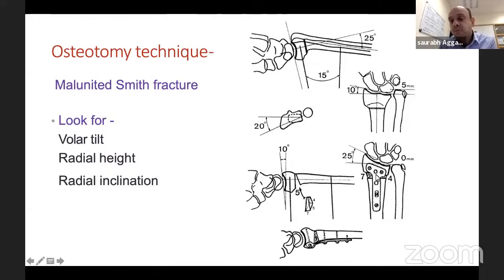Now, if you were to pre-drill your radial holes here, like in the last case, the Smith fracture, getting it out to length is easy. Correcting your volar tilt is easy. The problem is the radial inclination. 10 degrees has to become 25. So your plate has to be in this direction so that by the time it falls on the radius, you've increased your radial inclination. So using a plate with pre-drilled holes to correct all three planes needs a bit of imagination. But obviously it gives you more control because you pre-drilled your holes.